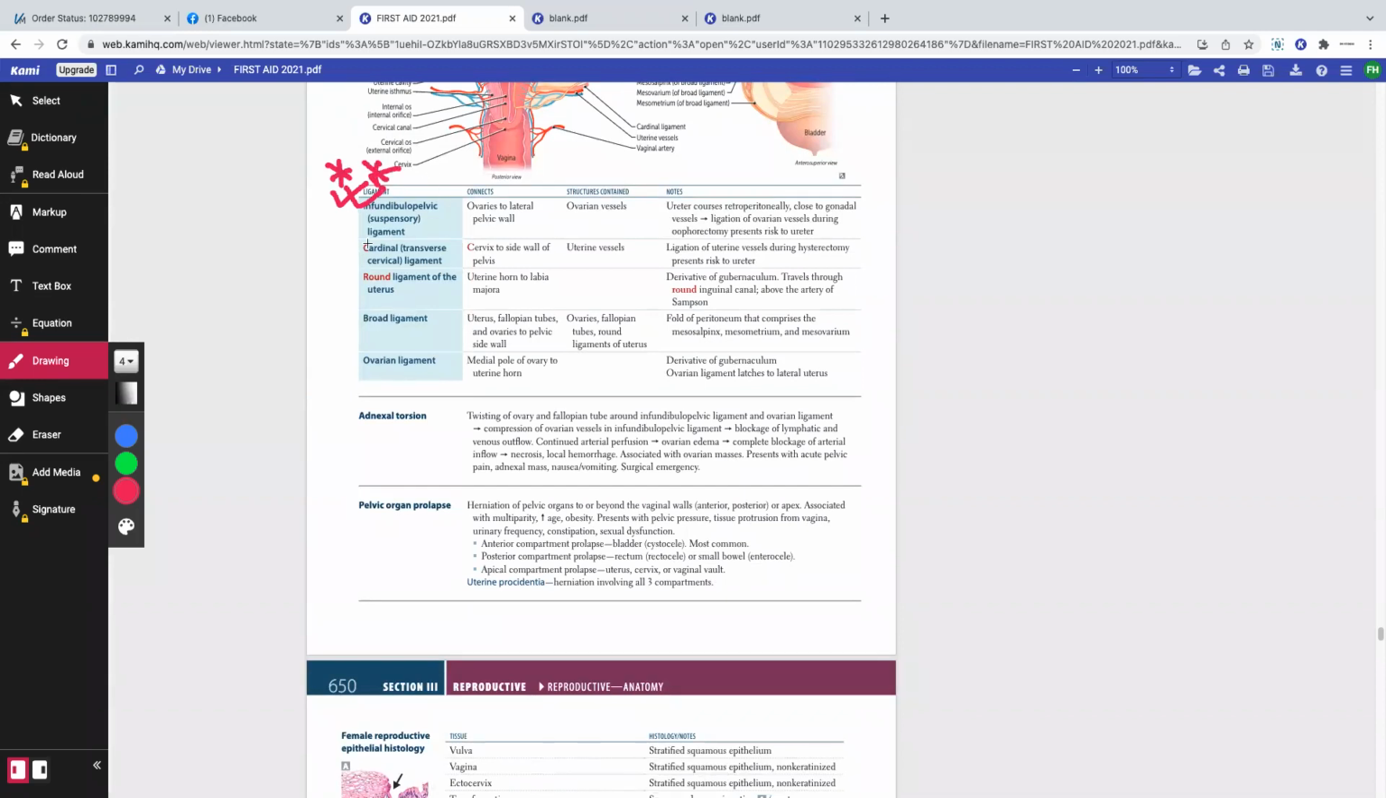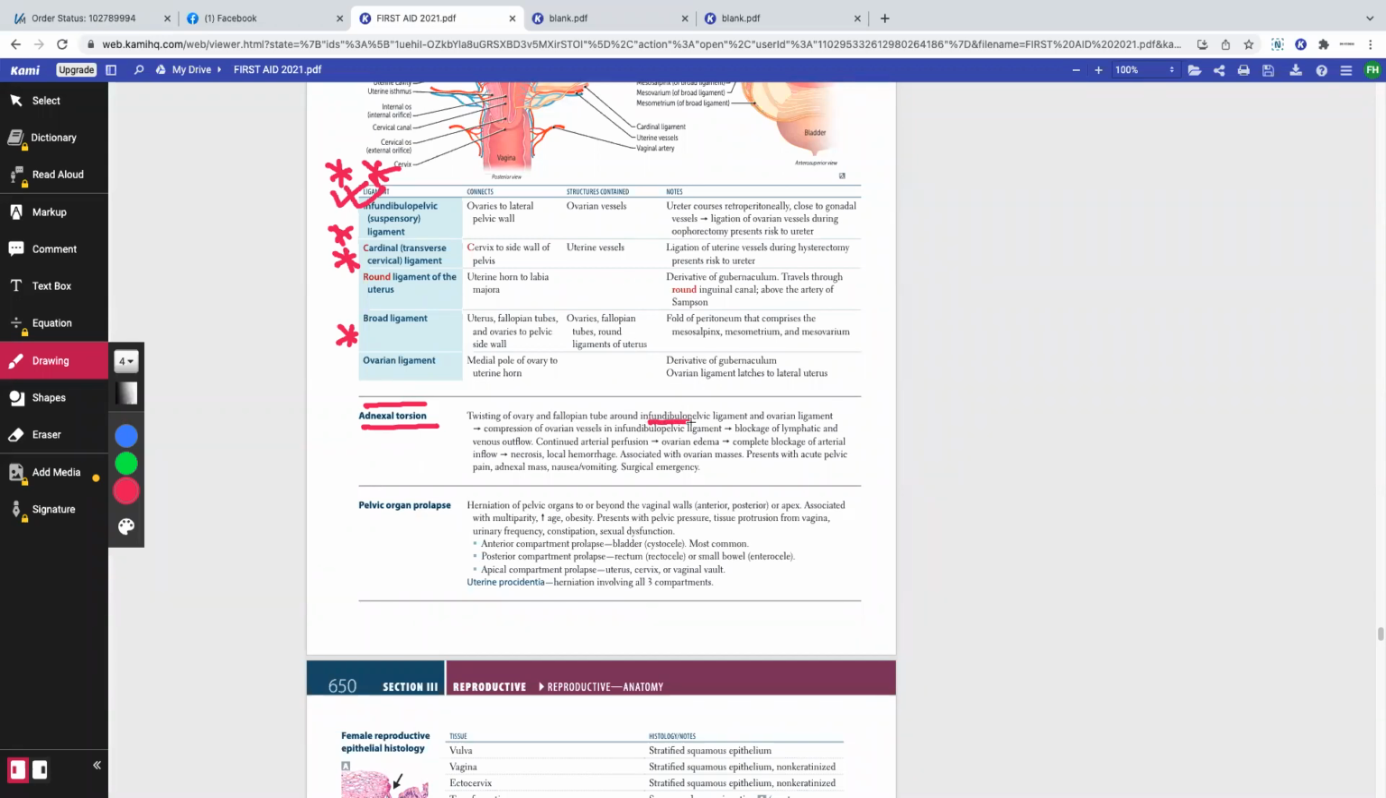Very high yield, especially this one, and this one. Okay, very high yield. Now, let's move on to adnexal torsion. Okay, what is adnexal torsion? Adnexa is basically the term that is used to define the ovarian and the fallopian tube structures. So adnexal torsion basically means that there has been some sort of a twisting of the ligament. Which ligament are we talking about?